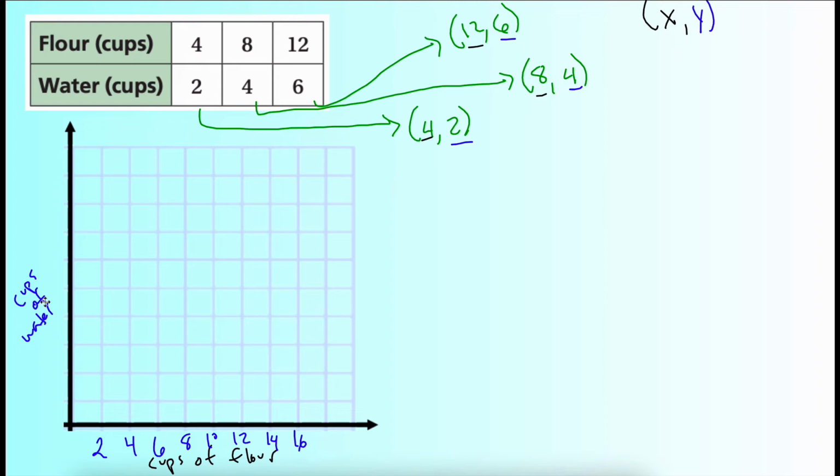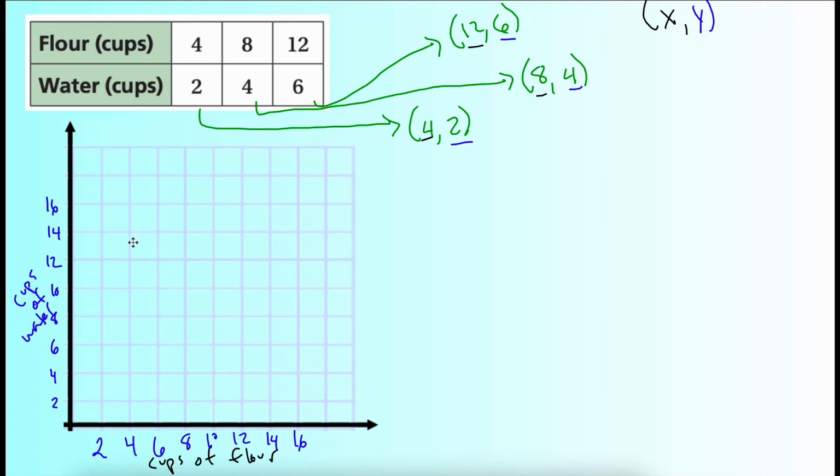Same thing on the y-axis. What am I going to count by? What's my scale going to be? I'm going to count by 2s, since all the numbers are going by 2s anyways. That seems like a reasonable thing to do. So I'm going to go 2, 4, 6. So you see each line, I'm going up by 2.